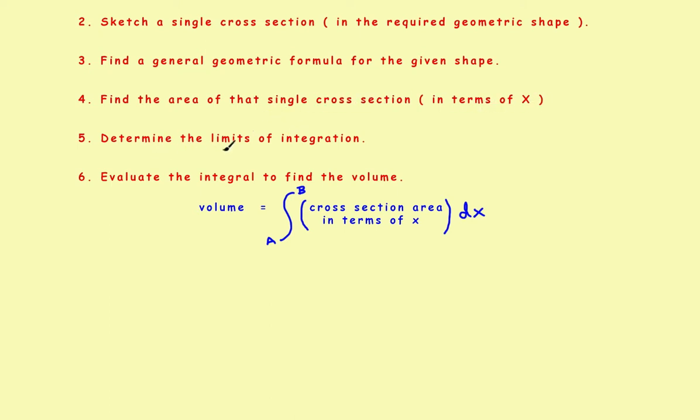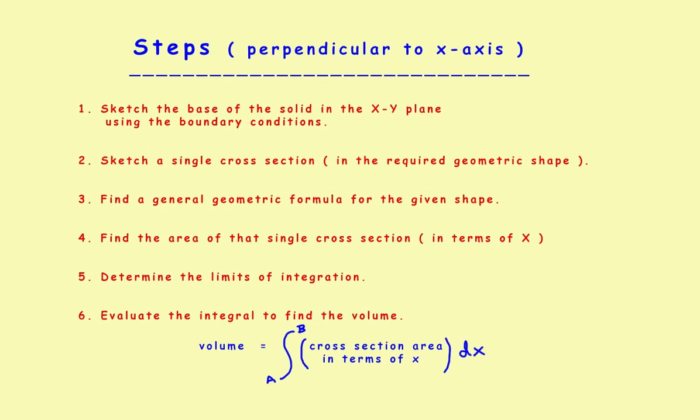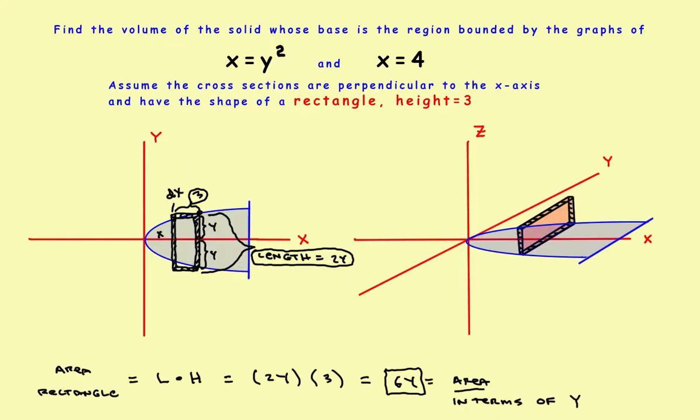The next step says to determine the limits of integration, and you'll get this from your sketch. So let's go back and take a look at our sketch. In the sketch, dx runs with the x-axis. I'm going to integrate starting at x equals 0, which you can get right off your sketch, and go all the way over to here, where x is equal to 4. So the limits of integration are from x equals 0 to x equals 4 with respect to x. Let's go back to our sketch.